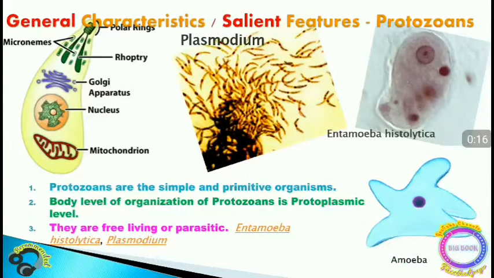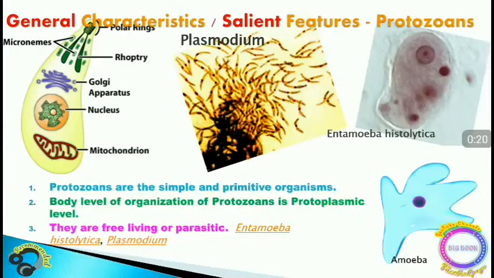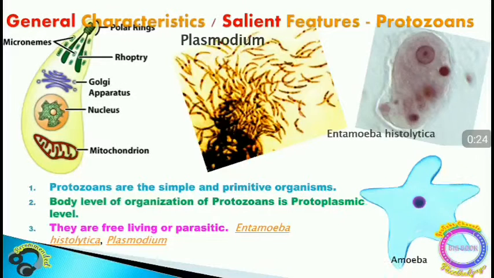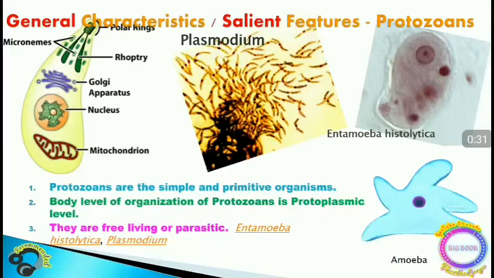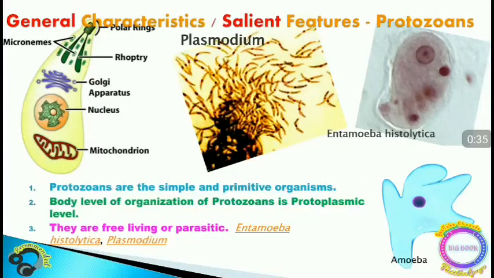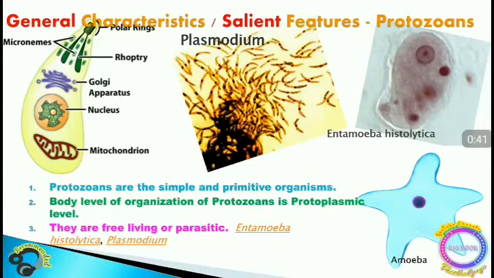The first point is they are simple and primitive organisms. They are simple by their appearance and organization, that is, they are unicellular organisms, belonging to the prokaryotes. And primitive organisms are the lower grade or the first grade of organisms compared to the multicellular eukaryotic organisms. The body level of organization of protozoans is protoplasmic.